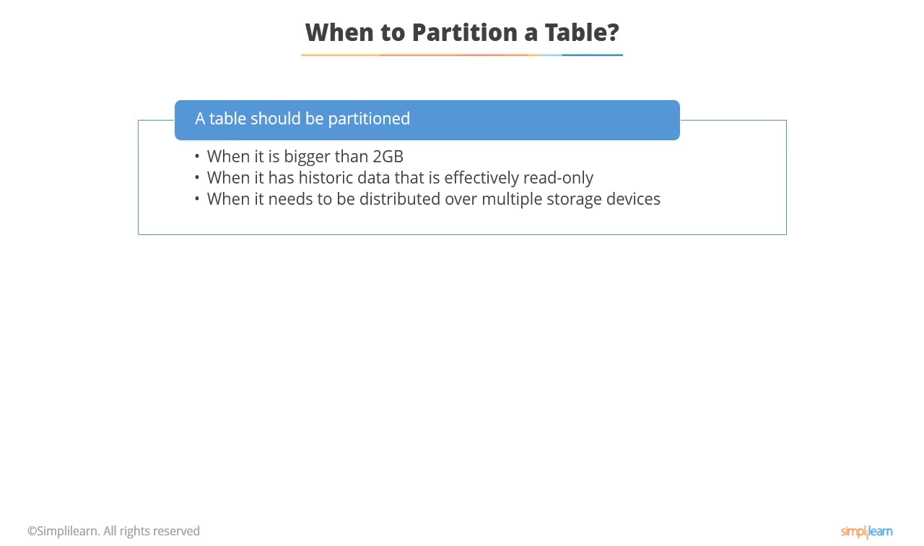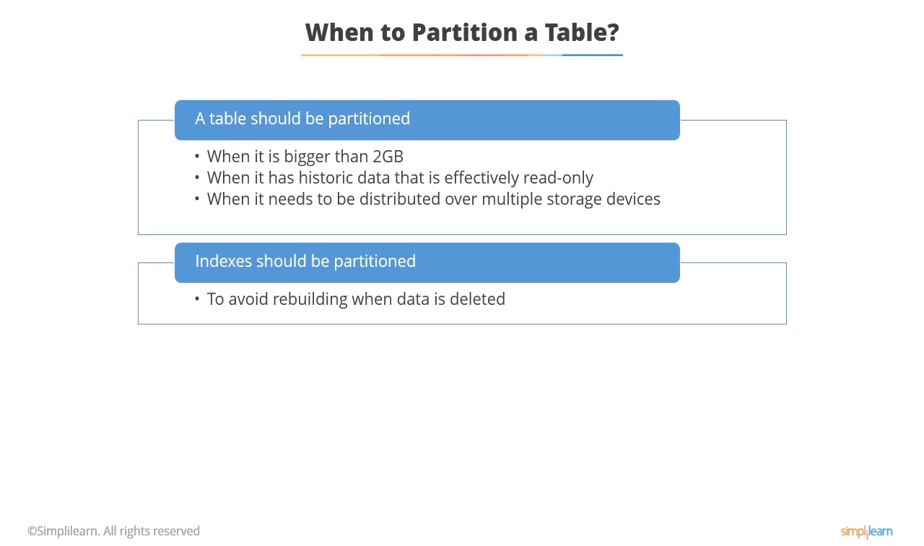There's another suggestion that indexes should be partitioned, and that is when you change the data, say you delete something, if you delete data or update the primary key or insert something, the indexes may need to get recreated or rebuilt. If you partition the indexes, then it'll only update the section of the index which is affected by the change in the data.